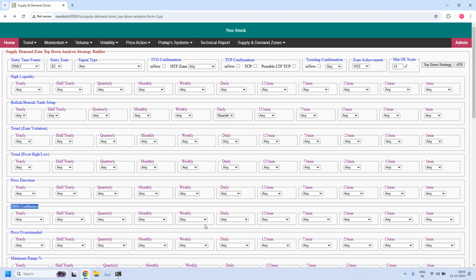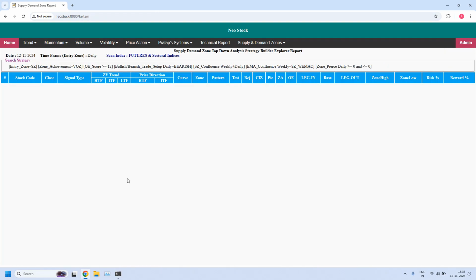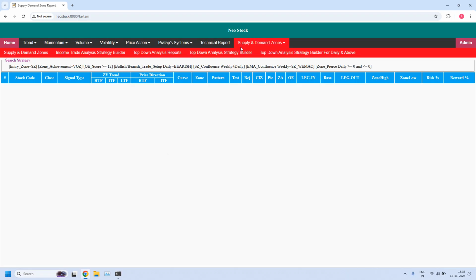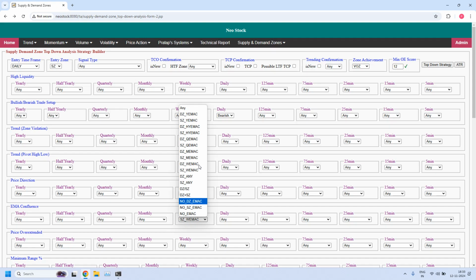Let's verify. In the EMA confluence, weekly time frame, weekly supply zone with weekly EMA confluence, we did not get any EMA confluence. Okay, next let us look for LTF, ITF, HTF supply zone confluence, removing this EMA filter.